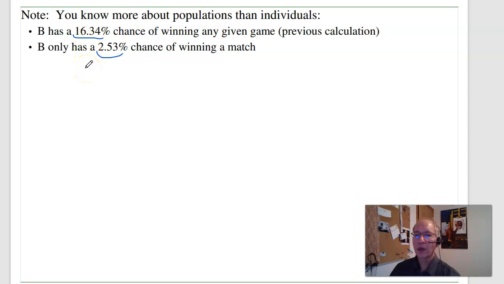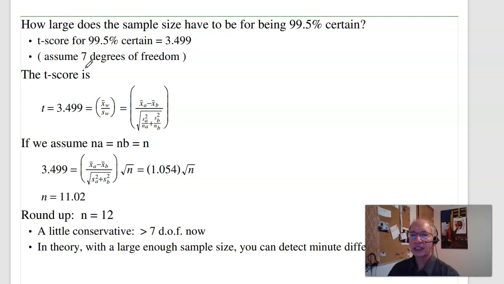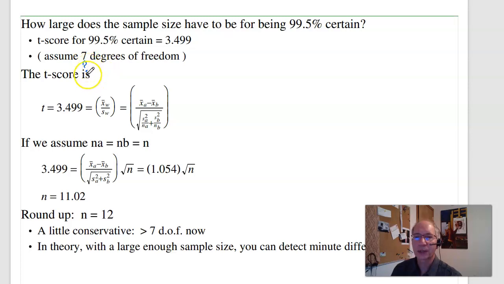One other kind of sidelight, with a t-test, I can calculate how large the sample has to be. So for example, from this data, suppose I want to be 99.5% certain who the better team is. How large of a sample size do I need? Well, from the t-score, assuming 7 degrees of freedom, again, that's not quite certain, it's going to depend upon sample size.